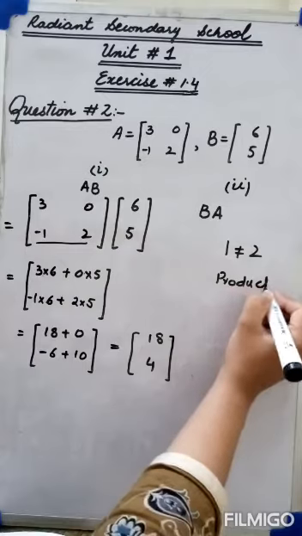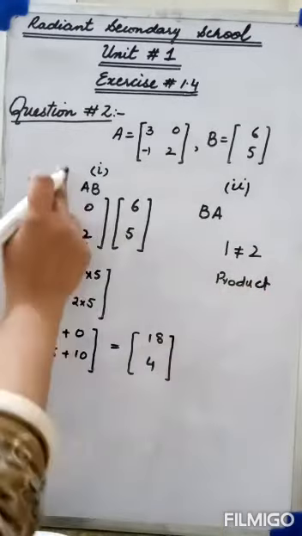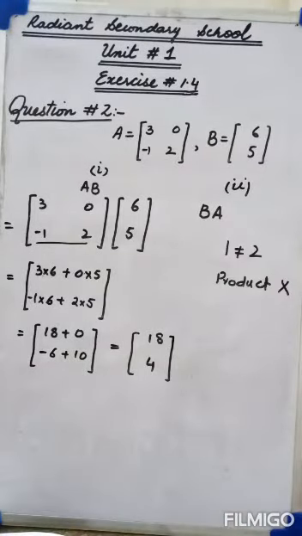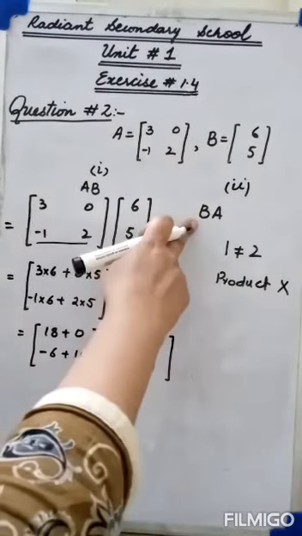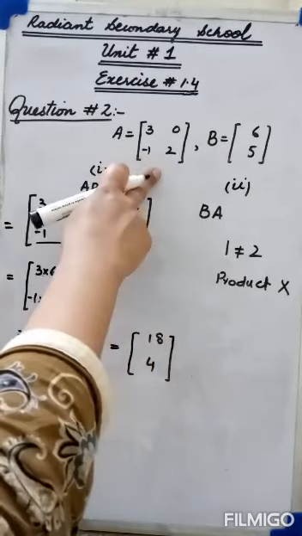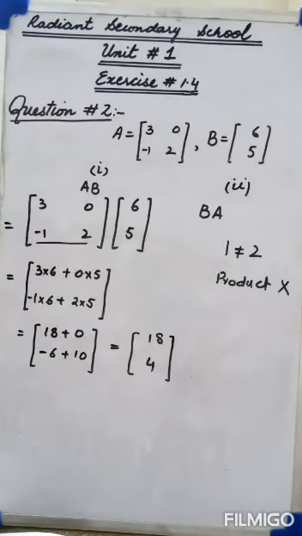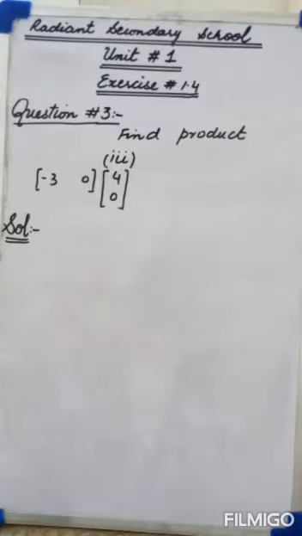Students, you have to write the same statement as I have told you in part number 1. Product is not possible. Clear? You will write the statement as: number of columns of matrix B is not equal to number of rows of matrix A, so the product is not possible. This is your question number 2. Now students, this is question number 3. Find the product.